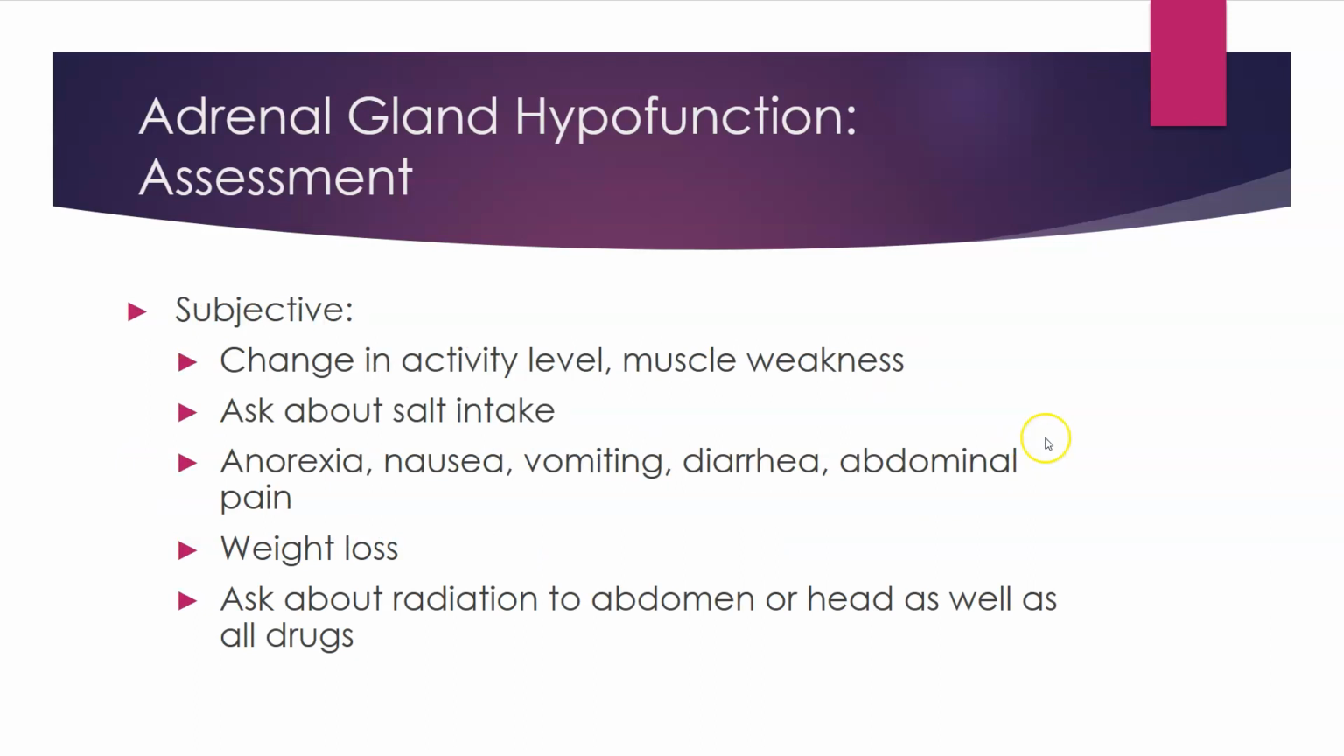So what do we see with this? Patients will say that they have difficulty with their activity level. They're tired, they're weak. You can ask about the salt intake. Are they trying to take in more or less? Anorexia, nausea, vomiting, diarrhea, abdominal pain. They'll have weight loss. And then you can ask about any radiation that they might have had and how that's playing out in the adrenal glands.